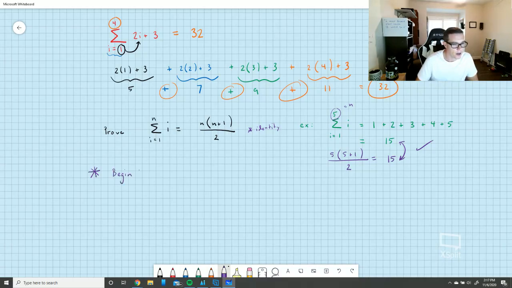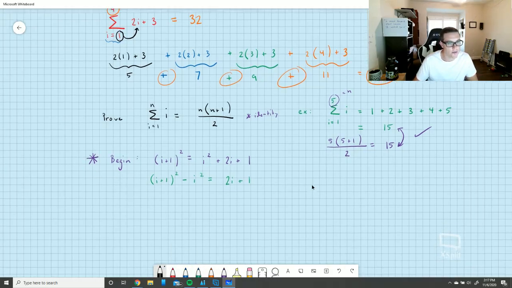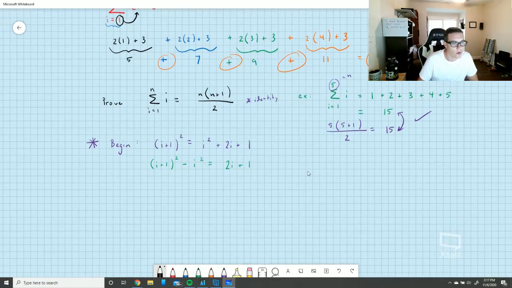Here's how you're going to start it. You know something. i plus 1 squared is i squared plus 2i plus 1, right? If I multiplied it all out, FOIL, I would get this. I'm going to move the i squared over to the other side. So i plus 1 squared minus i squared equals 2i plus 1. This is an equation, meaning I can do the same thing to both sides, and it doesn't change the fact that it's still equal. So I'm going to take the summation of both sides from i equals 1 to some unknown n.